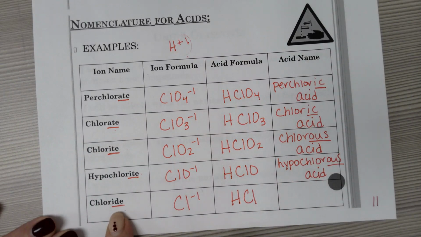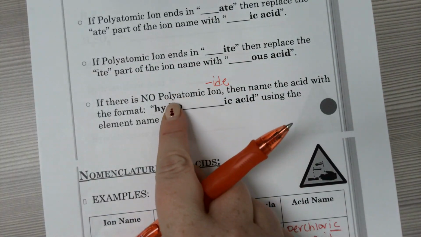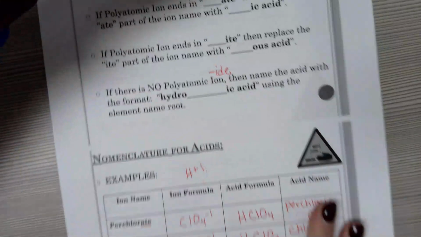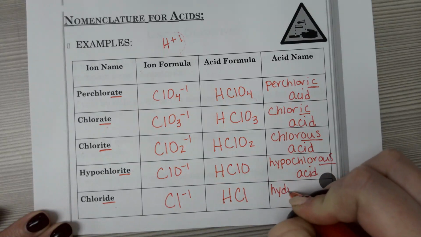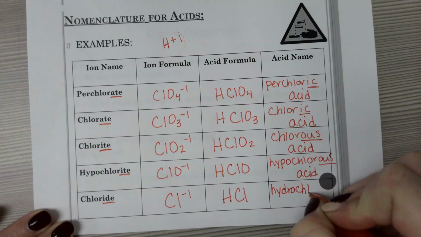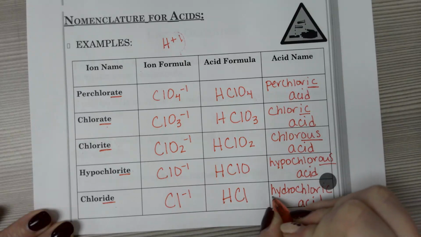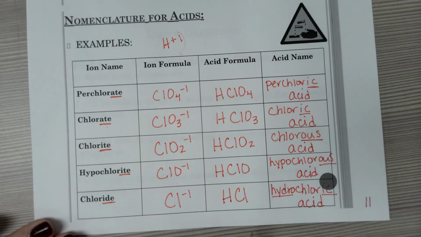Now, for these ones that end in IDE, that's the one where you have to put the hydro out in front, root of our element, IC, acid. So for chloride, it's going to be hydro out in front, put your root, chlor, IC, acid. So hydrochloric acid. That one might sound familiar to you because we use hydrochloric acid quite a bit in this class. So you're going to see this HCl often.